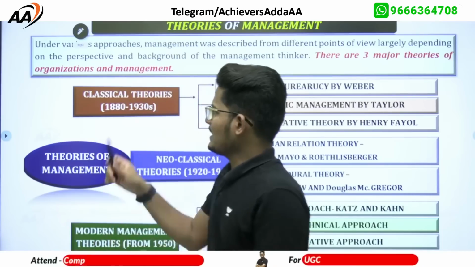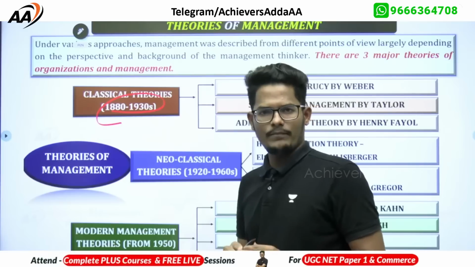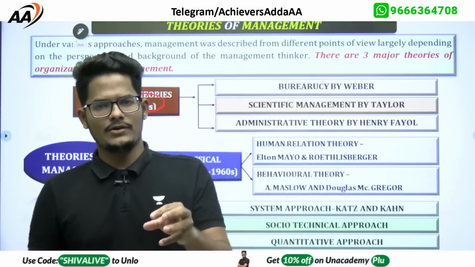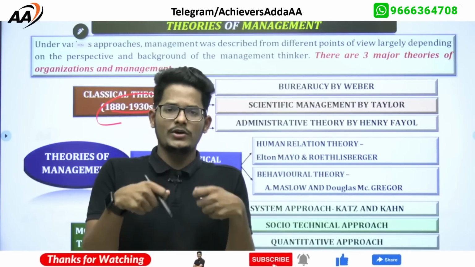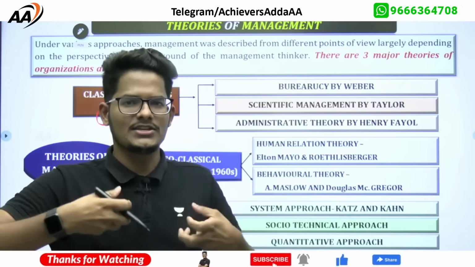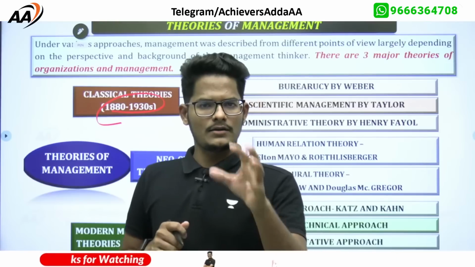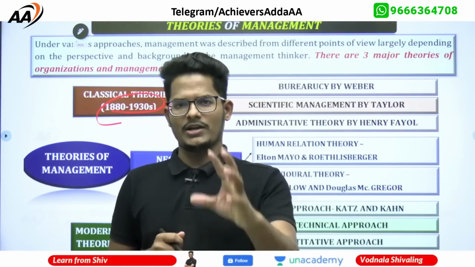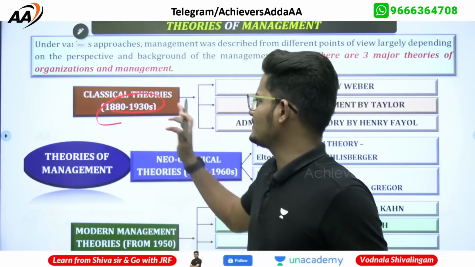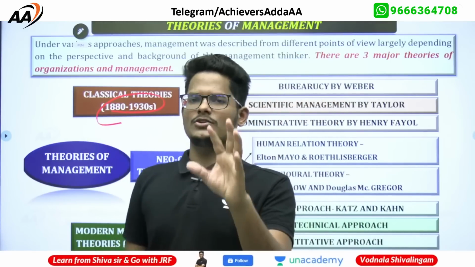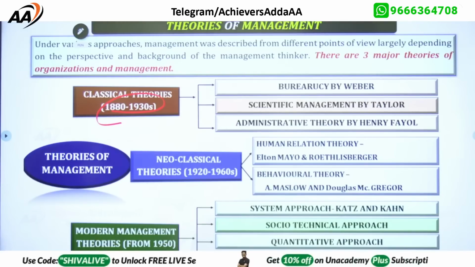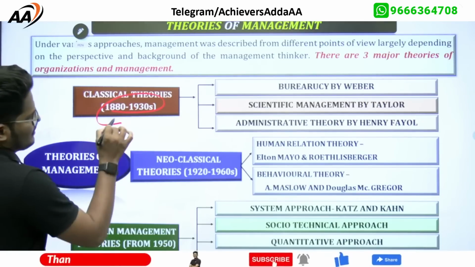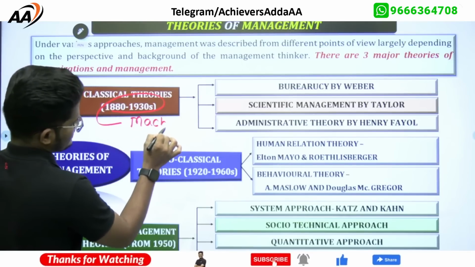In olden days, during the classical theories period, between 1880 and 1930, labors were treated as machines. No importance was given to the feelings and conditions of the labor. Only work, work, work, productivity, productivity, productivity was the rule in the classical theories. They never took the human factor into consideration. That is the most important point. Labors are treated as machines in classical theories.